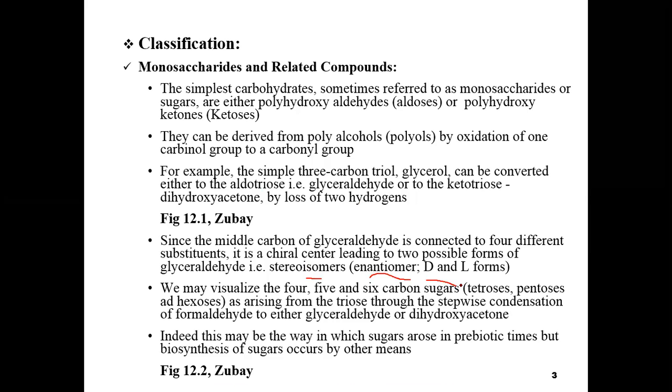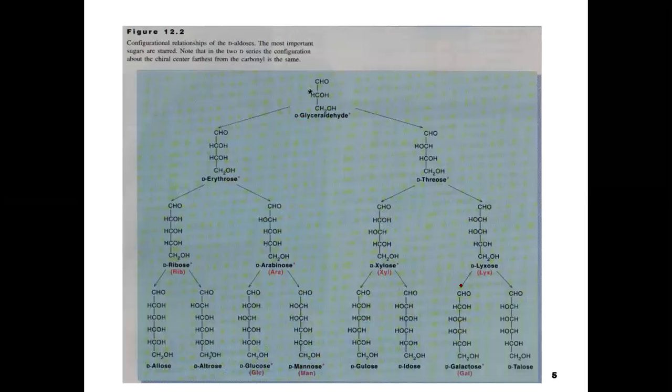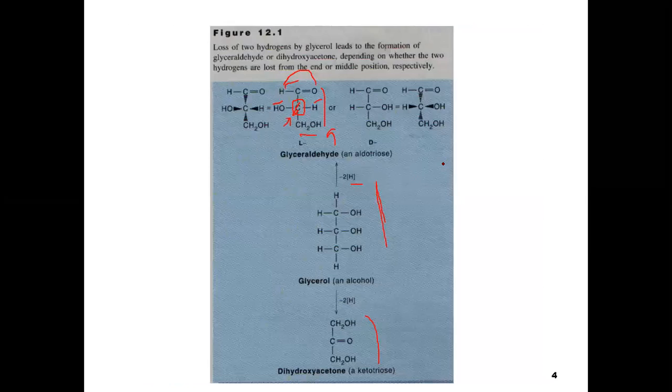We may visualize the 4, 5, or 6 carbon sugars as arising from the triose through the stepwise condensation of formaldehyde to either glyceraldehyde or dihydroxyacetone, from smaller molecules by joining other molecules through the reaction of an aldehyde with an alcoholic group.